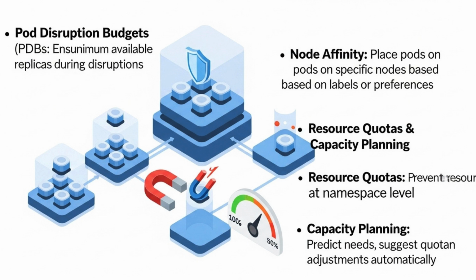Next, node affinity provides intelligent pod placement. You can define rules to place pods on specific nodes based on labels, optimizing resource utilization or meeting compliance requirements. This includes both required rules for hard constraints, like ensuring a database only runs on a specific type of instance, and preferred rules for optimization, such as spreading pods across different availability zones to enhance fault tolerance.